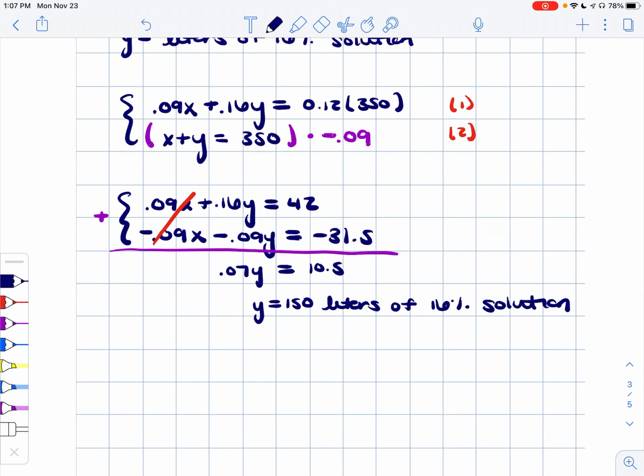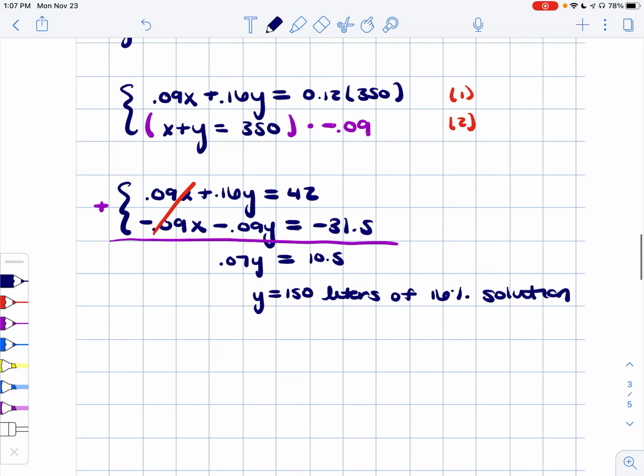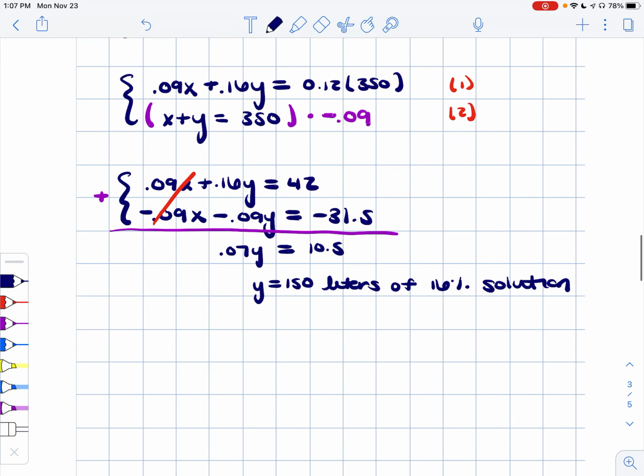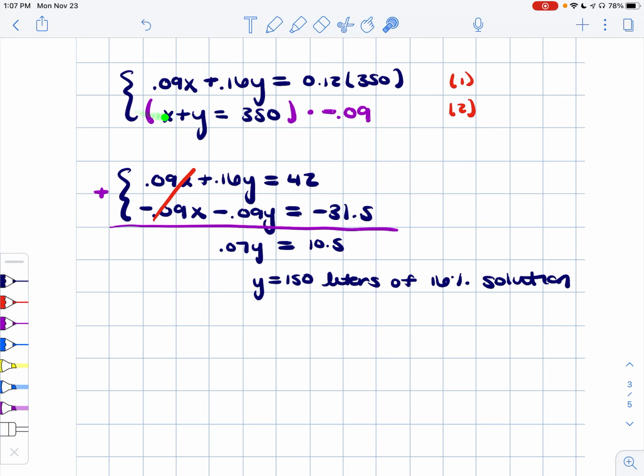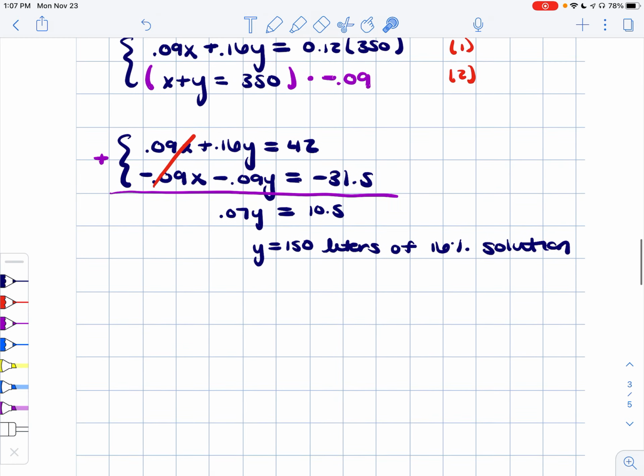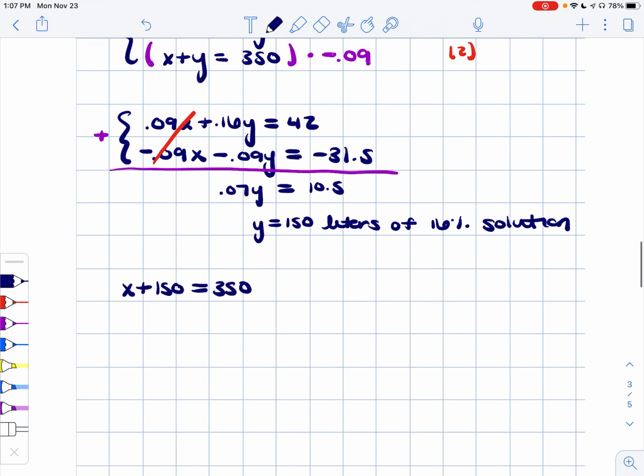All right, and then the last thing we need to do is just back substitute in order to solve for x. And we can plug it into either equations 1 or 2. Either one will give us the same answer. I think equation 2 looks a little bit easier to work with though. So I'm going to go ahead and just plug this back into equation 2. So x plus 150 is equal to 350. And then just subtract the 150 over, and we'll get x is equal to 200.